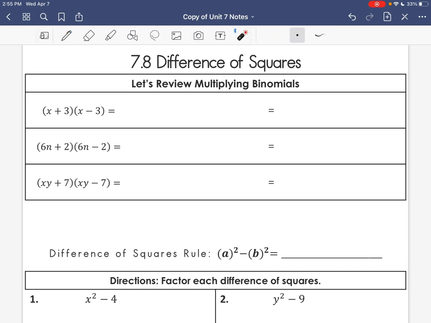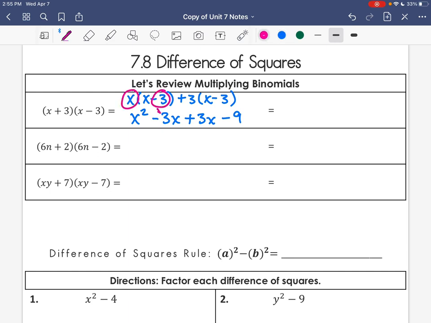The thing to notice here is that we have x plus 3 and then we have x minus 3. That makes something very special happen. When we double distribute these, we're going to have x times x minus 3 and then 3 times x minus 3. So we're going to have x squared minus 3x plus 3x minus 9. Right here, x times negative 3 is negative 3x, and 3 times x is positive 3x.